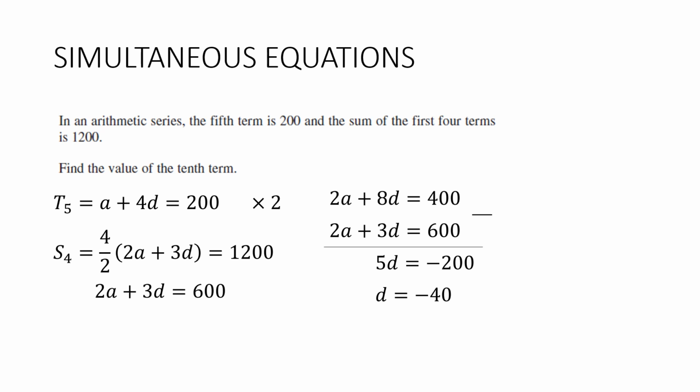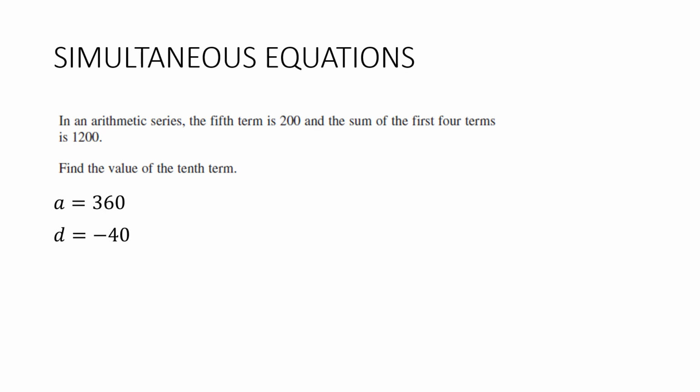Now let's substitute back into here. So we've got a plus 4 times d is equal to 200. So that's a take away 160 is equal to 200. And taking that 160 over the other side, we get a is equal to 360. But have we actually answered the question? It says find the value of the 10th term.